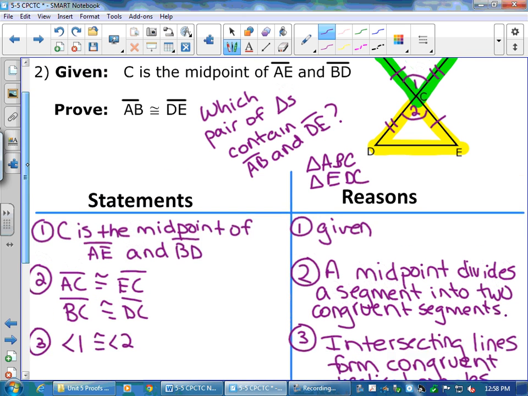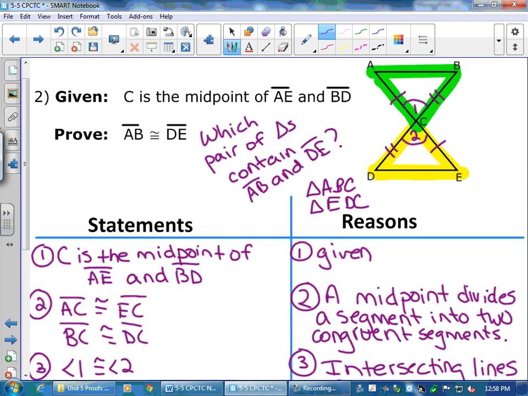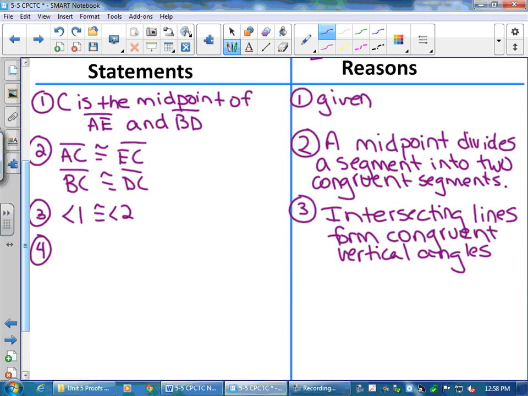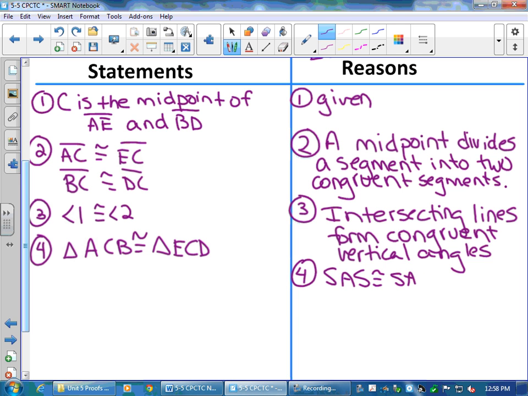So our method is side, angle, side. So triangle ABC is congruent to triangle EDC. And that's side, angle, side. It's congruent by side, angle, side. And now I can go to my proof.